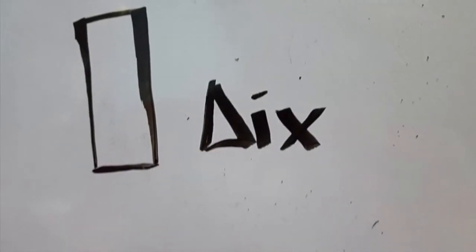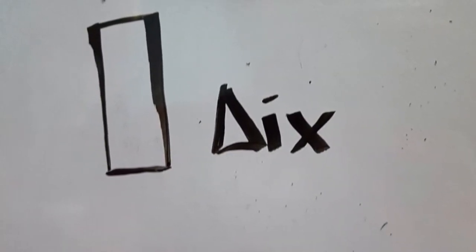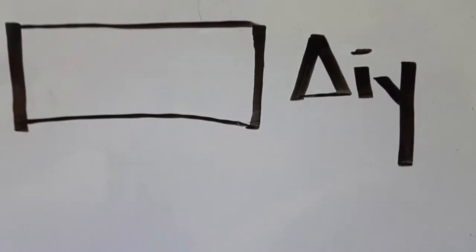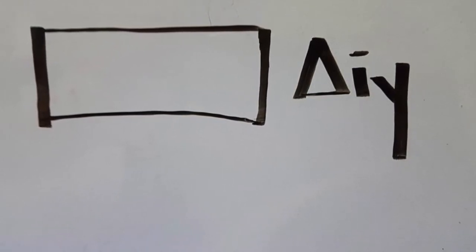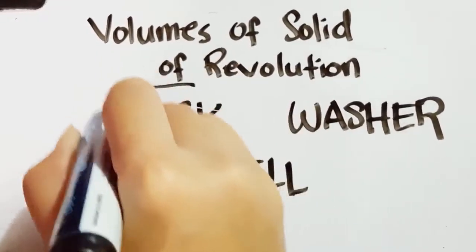Also, if it's a vertical strip, we use delta x as thickness and all the values for the element of volume are in terms of x. If it's a horizontal strip, we use delta y as thickness and the values for the element of volume are all in terms of y. And that concludes our tutorial of volumes of solids of revolution using the disk method.